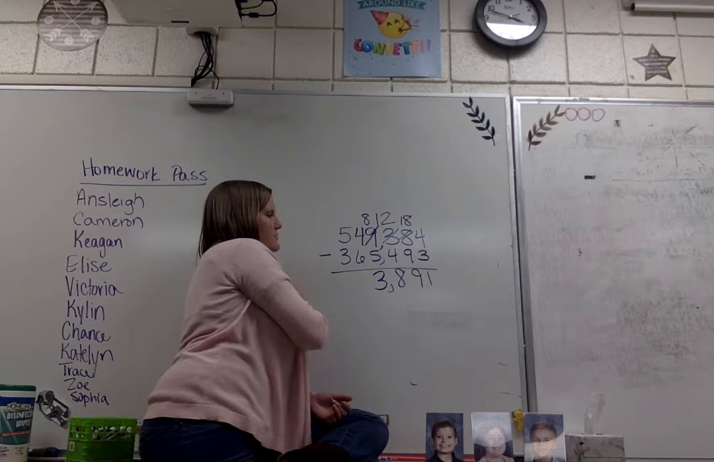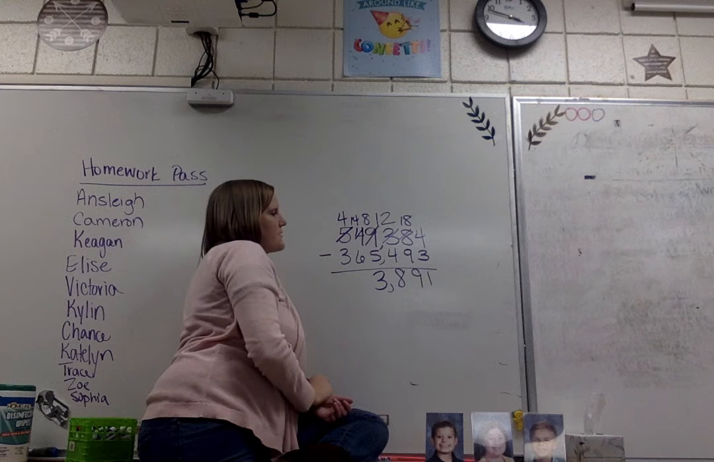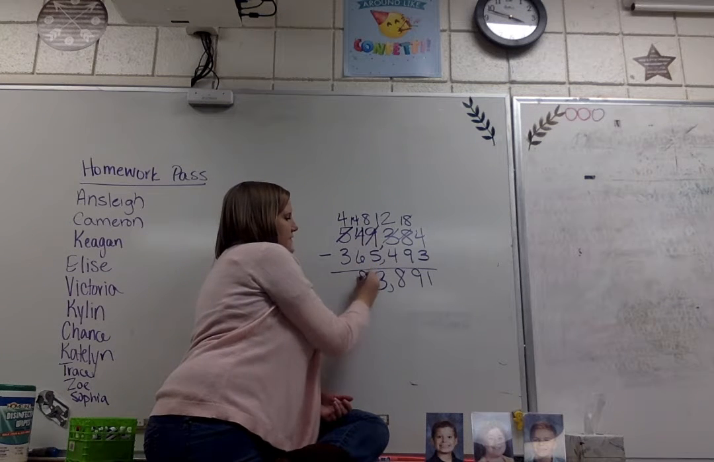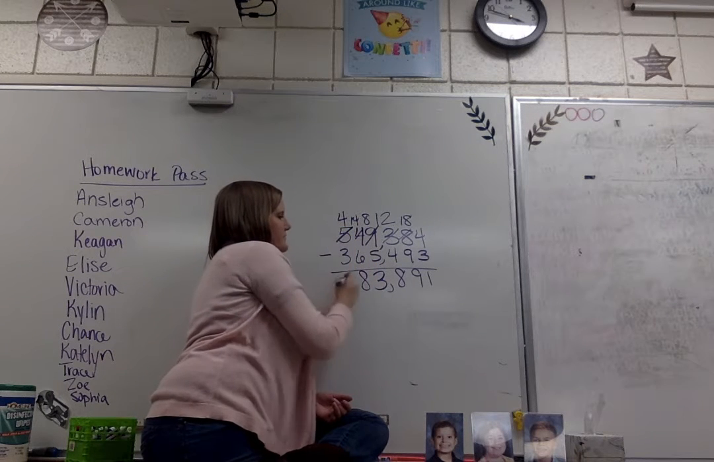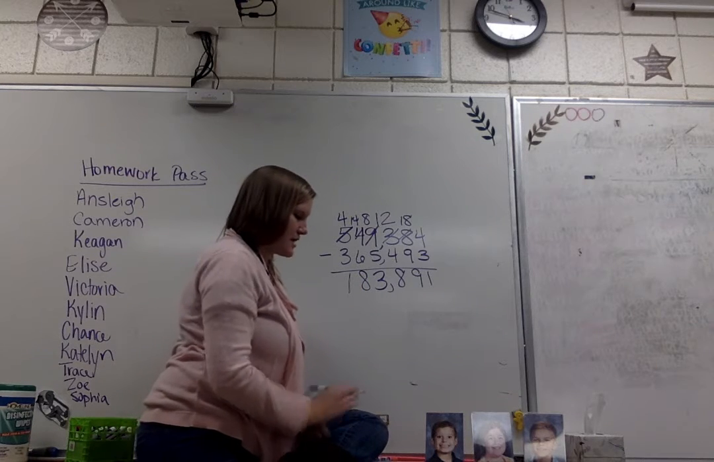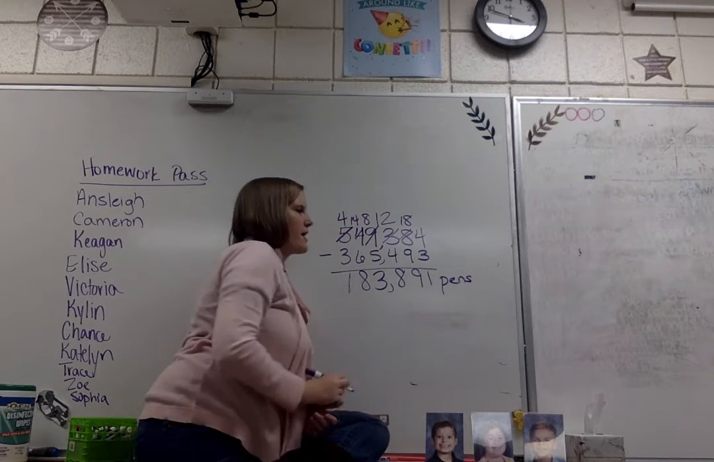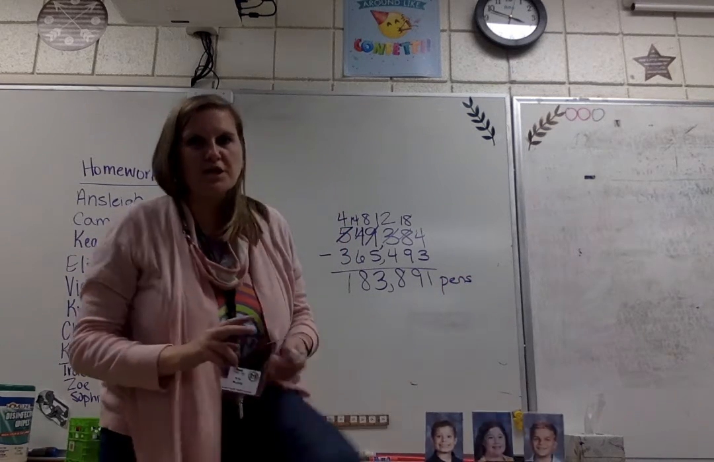I cannot do 4 minus 6. So I'm going to go to the 5, take 1 away, and give 10 to the ten thousands. 14 minus 6 is a difference of 8, and then 4 minus 3 is a difference of 1. So it would be 183,891 pins. Make sure you put pins on that because we need to know what we are talking about.